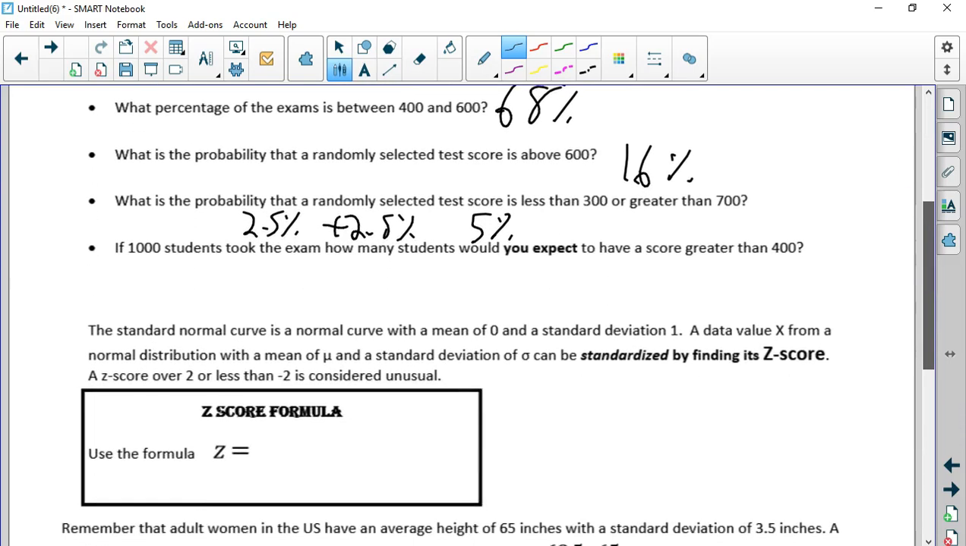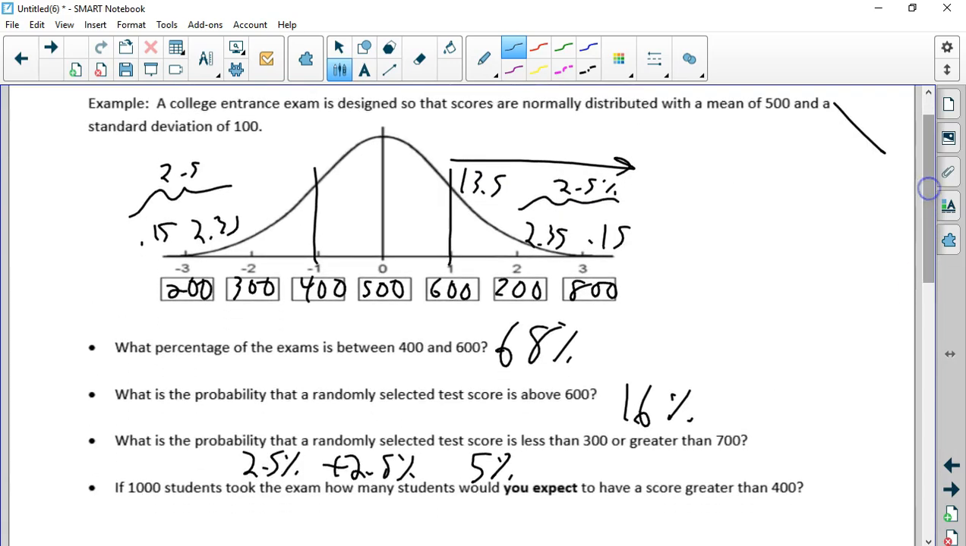If 1,000 students took the exam, how many would you expect to have a score greater than 400? Okay, well, greater than 400, remember, greater. So this is 34. From here on out is 50%. So 84% of the population should be above 400.